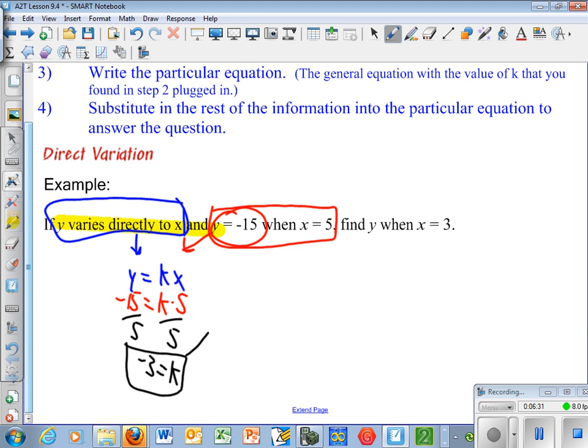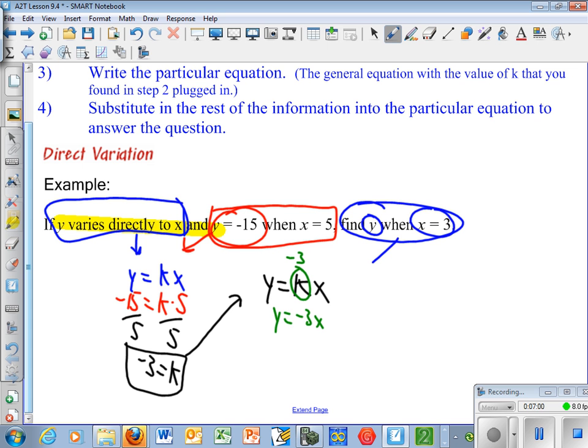Now, you go back up here, we're going to rewrite our general form, y equals kx, but we're actually going to rewrite that as y equals negative 3 x, since I now know k is negative 3. So there's my direct variation equation now that I found my variation constant, or constant of proportionality. Now we're trying to find y when x is 3. So I'm going to substitute that in. I want to find y, so that's still going to be a y. And now I want to put 3 in for x. So what does y equal? Negative 9 when x is 3.